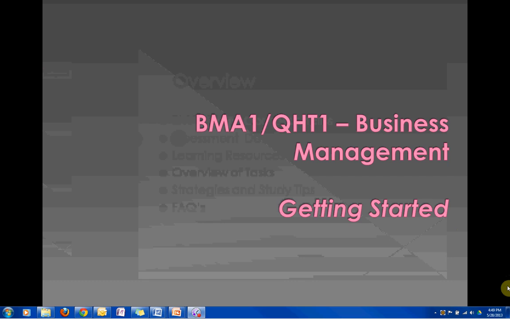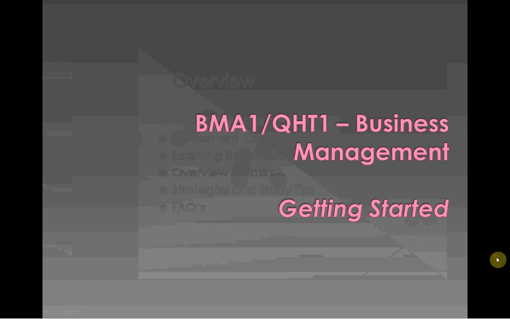You are in this course under one of two course codes, either BMA1 or QHT1. The courses are identical. The course of study is identical for each of these course codes, and the 4 tasks that we are asking you to do are identical as well. These courses have different codes based on when you started the program and the actual program that you're in, but the courses are exactly the same. So as we go through this, you will see that I am discussing both interchangeably.